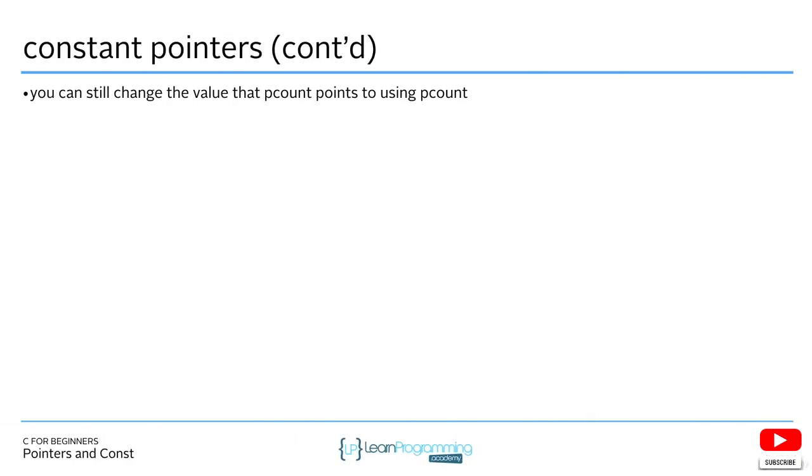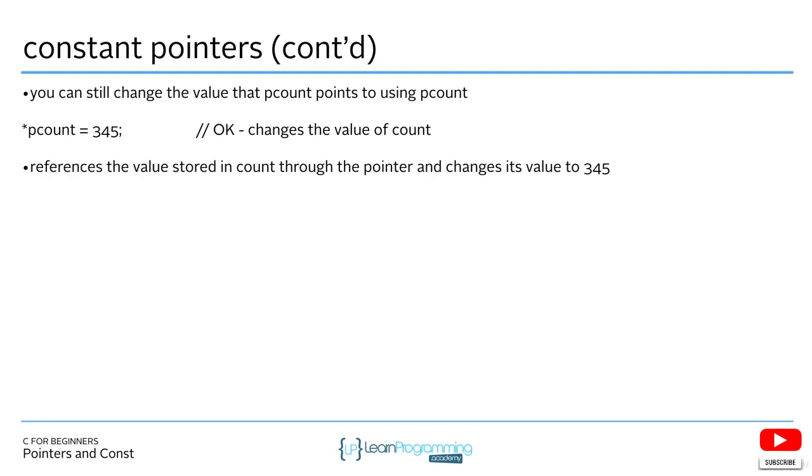You can still change the value that pcount points to using pcount, just like we could in the previous one, because even though we can't assign it a new address, we can still change the value it's pointing to. So we can dereference it and change it that way. We can say star pcount equals 345. That's fine. It references the value stored in count through the pointer and changes the value to 345.